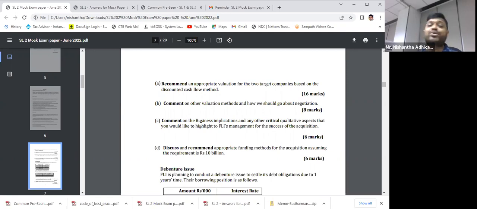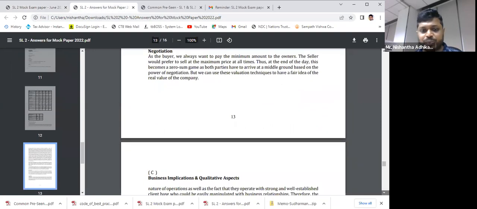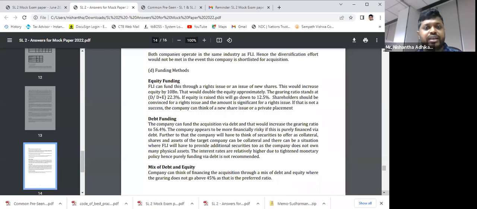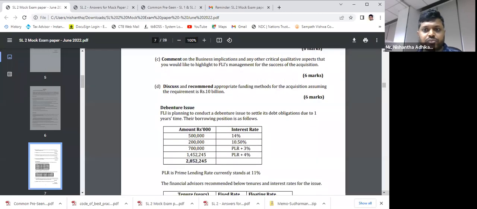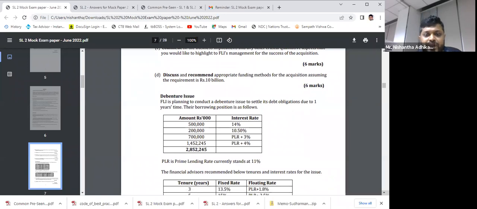Or otherwise, you can go with mixed financing arrangement, both debt and equity financing might be suitable. Since company has not borrowed much, you can borrow more, but suitable to go ahead with the preferred debt to equity ratio you can follow. Those are the 3 options you can recommend. We will see the answers: equity funding, debt funding, and mixed financing arrangement, right?